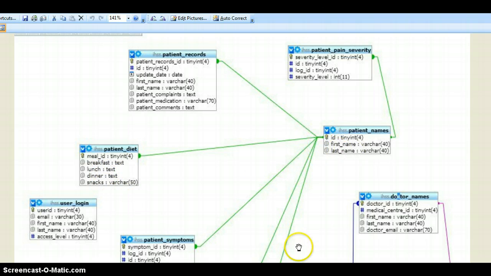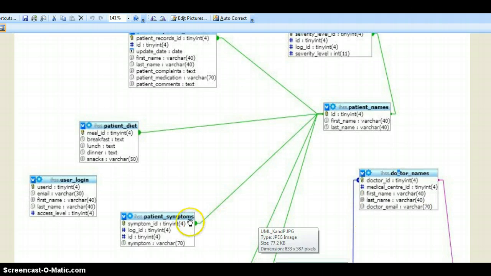Also have down here then is patient symptoms. And that would be simply any symptoms that the patient is feeling, as I spoke about earlier, whether it would be any out of breath, sweating, low energy, all that kind of stuff.